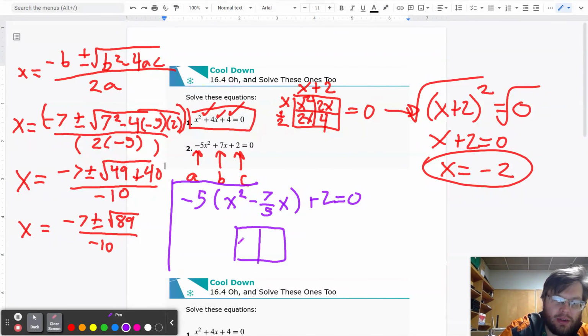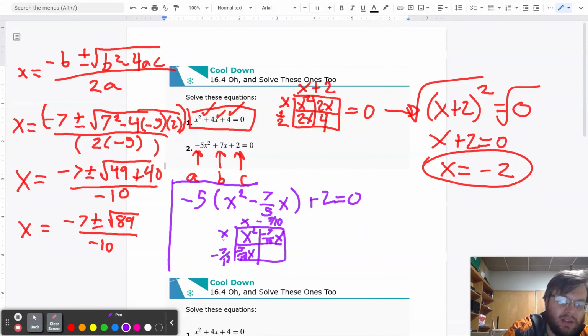Create a square where instead of 7/5, I have 7/10 because that's half as big. So that says negative 7/10 x in each of those squares. Completing the square to be x minus 7/10 on either side. 7 times 7 is 49. 10 times 10 is 100.